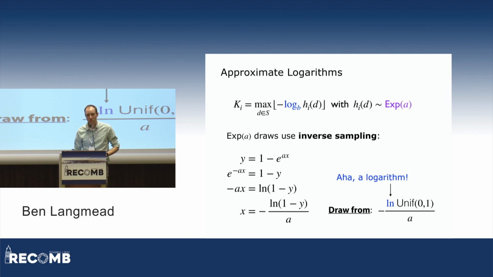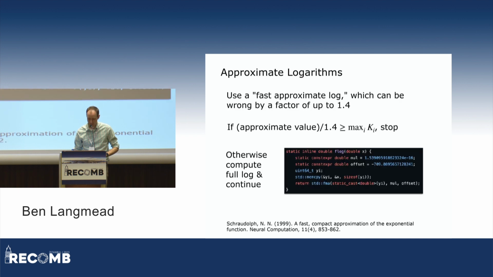We also need to address that because that's pretty computationally expensive. And so the way we do this is with fast approximate logs. This is actually a fairly well-known trick. They are not accurate, but for the version that I'm showing on the screen, it's known how far they're liable to be from the true value.